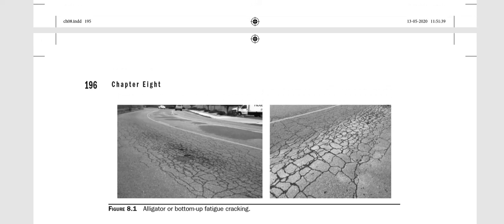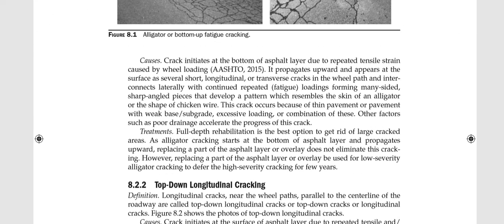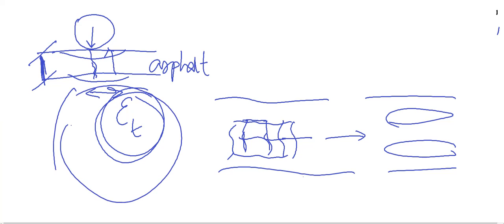Now, why does this crack happen? It is simple. If you can see this pavement here, if your layer is thin, the tensile strain will be higher. So if your asphalt layer thickness is less, then this crack occurs. Sometimes it also occurs if the base and sub-base layers underneath are weak.